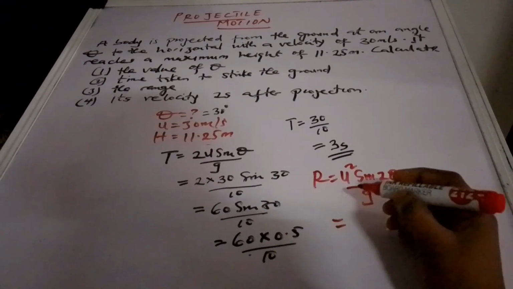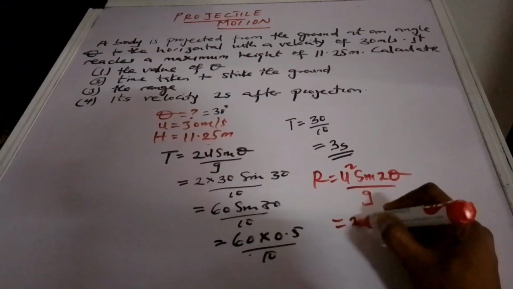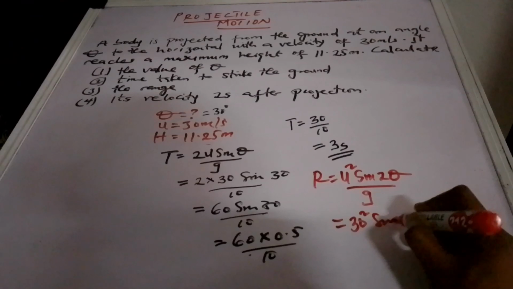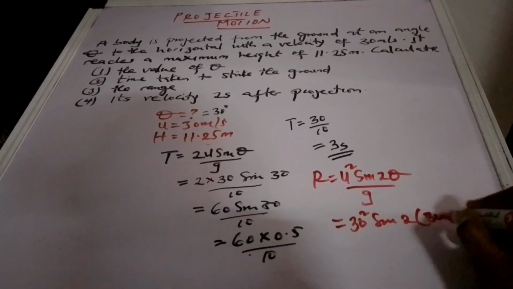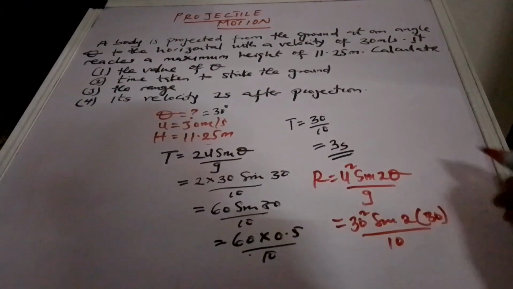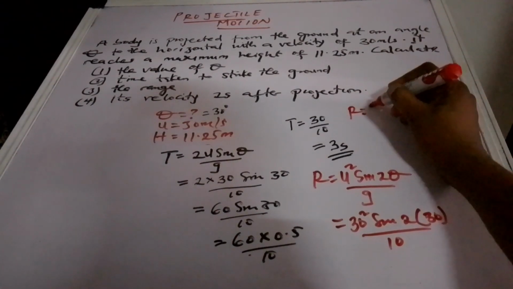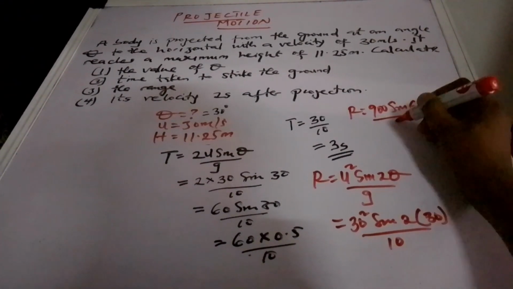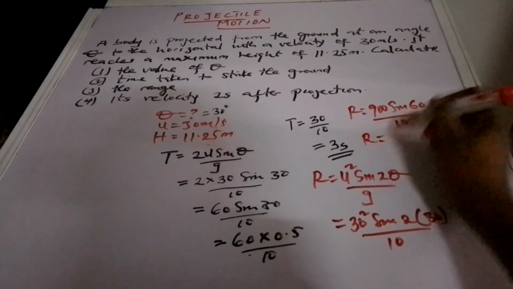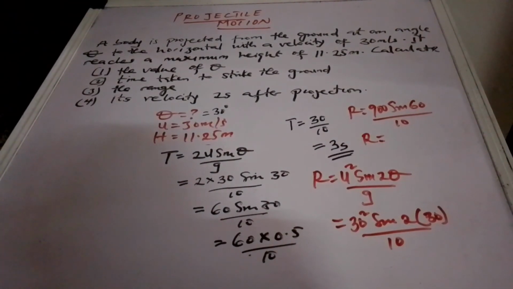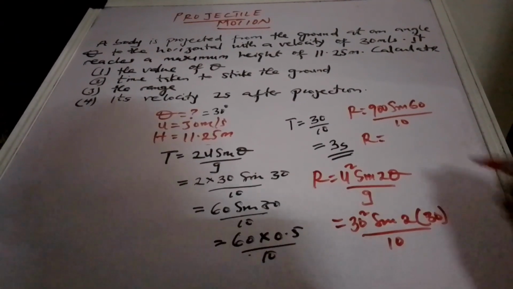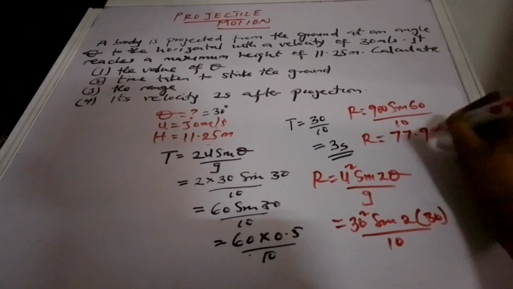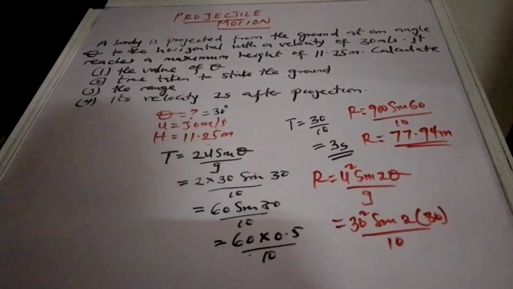So our r is going to be u square. Remember our u is now 30, so 30 square sine 2 theta, and our theta is 30 over 10. So r is u square, that is 900 sine 60, because this one is sine 60, then over 10. If I just press the calculator straightforward because of our time, you can just say sine 60, whatever value it is, multiply by 900 divided by 10. Our final answer is going to be 77.94 meter. So that's the total range.